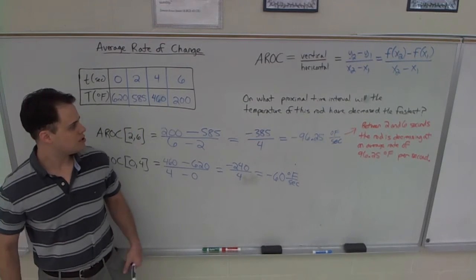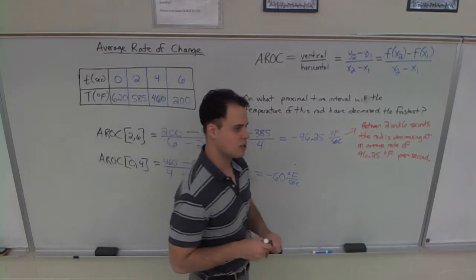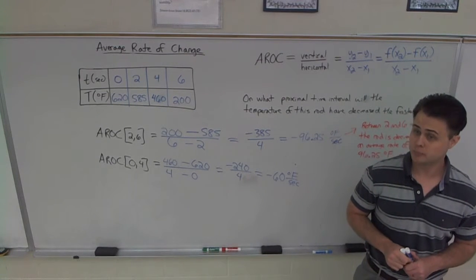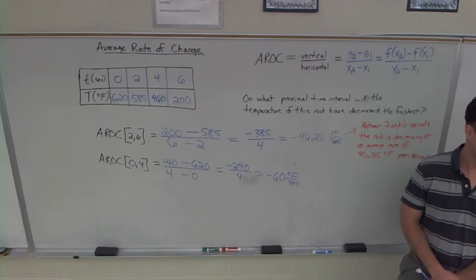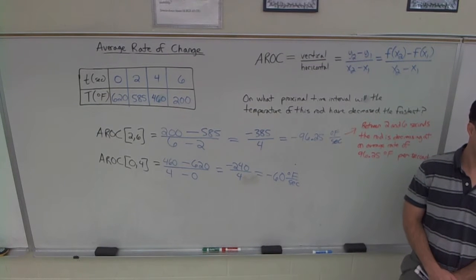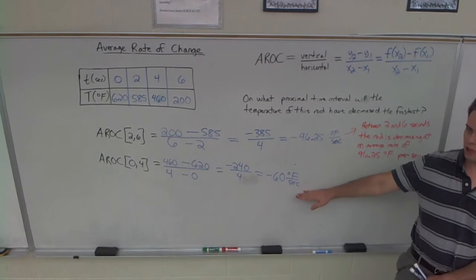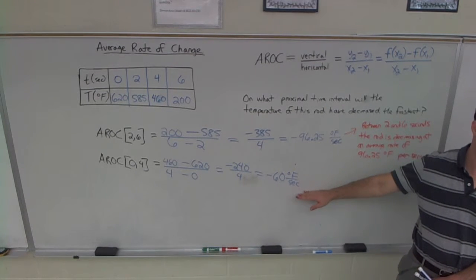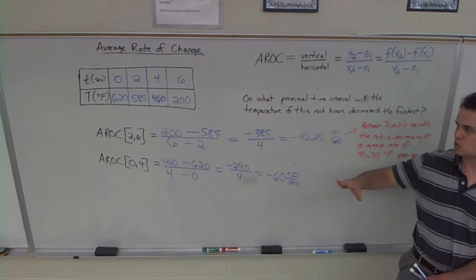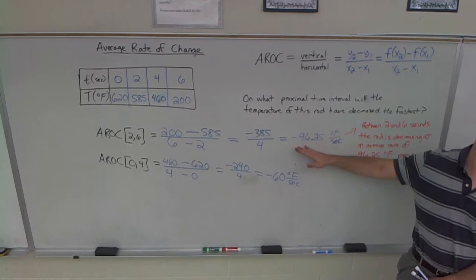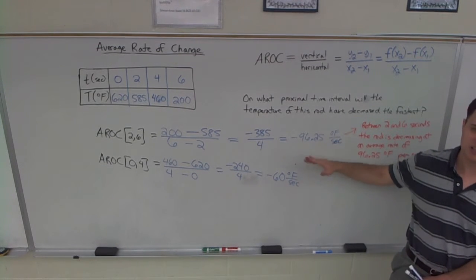So between 0 and 4 or between 2 and 6, where is this rod cooling down the fastest? It's only cooling down by 60 degrees a second between 0 and 4. Between 2 and 6, it's cooling down at 96 degrees per second. That's faster. Does that make sense? That's a faster decrease. Which one of these lines would be steeper?